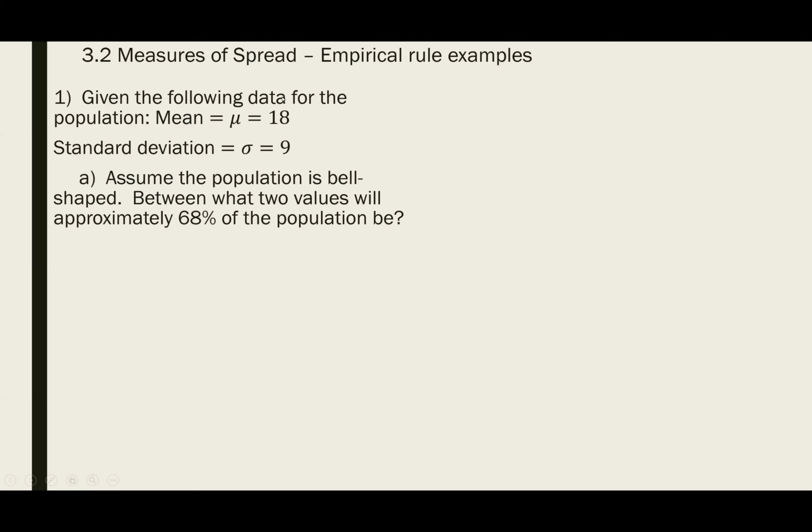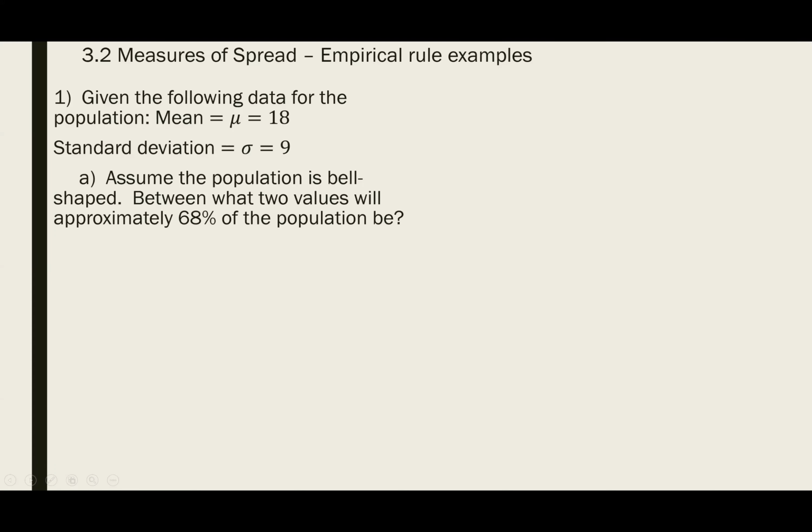And reminder, the mu, kind of looking like a u, is your population mean, which is 18. And the standard deviation, which is the sigma, is equal to 9. So we know that the mu is the middle of your bell-shaped curve, and the standard deviation, which is the spread, the average spreading out of your data, is 9 units. This is what they tell you: assume that the population is a bell-shaped curve, and you need to have that, ladies and gentlemen.